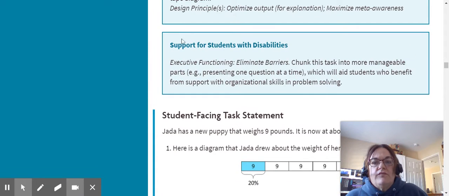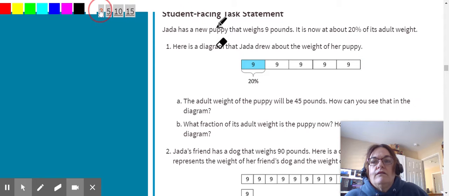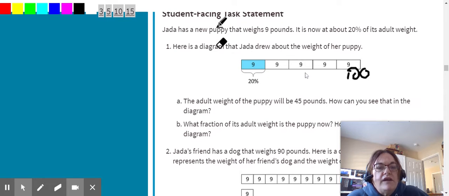Okay, so this is 12.3. If Jada has a new puppy that weighs 9 pounds, it is now about 20% of its adult weight. So if this is 20% and this is 100%, then this is 40, 60, 80, 100%. So 9 times 5 would be the weight of the puppy.